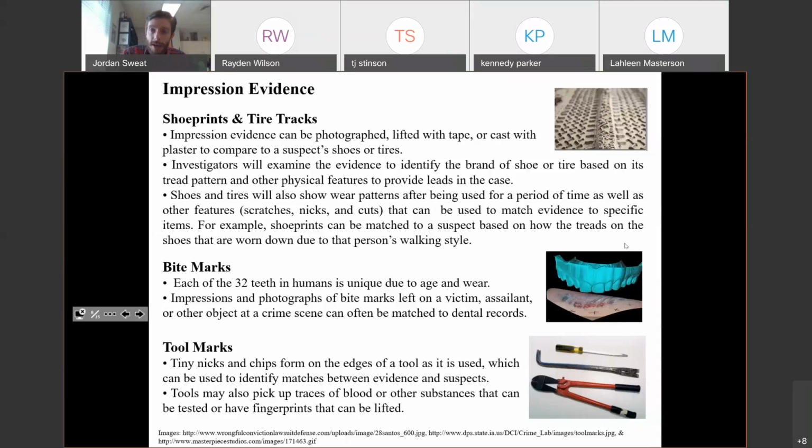Somebody typed in the chat about the fake teeth. Okay, can it show if someone has fake teeth? The mark would still be there, yes, but I think it would be pretty easy to determine that those were false teeth. Okay.